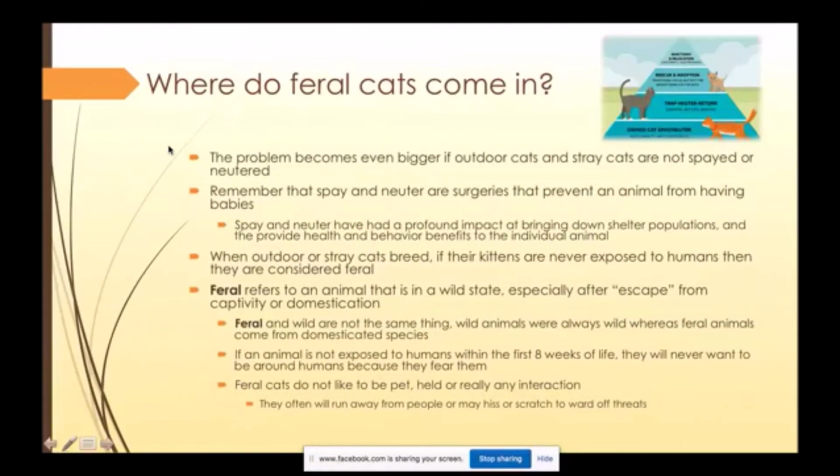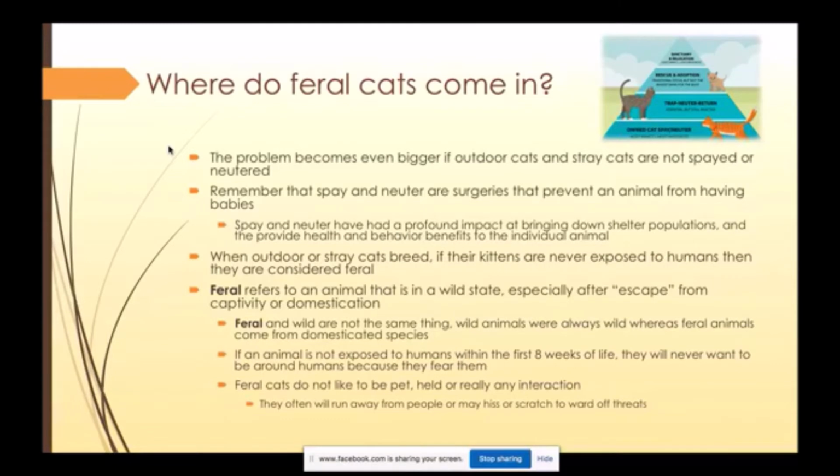So where do the feral cats come in? That's kind of a buzzword you hear lots of people talk about, is feral cats. So basically, if we have outdoor cats that get lost and become stray cats, and those cats were never spayed or neutered, the problem becomes even bigger.